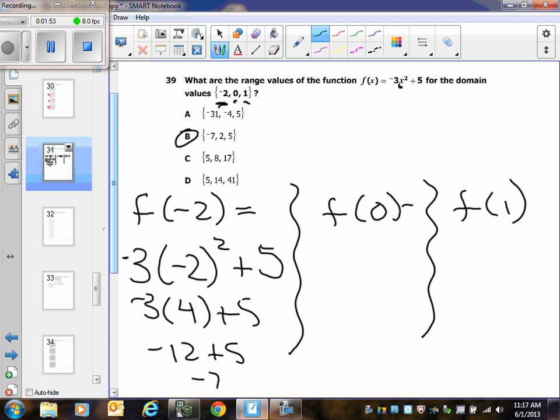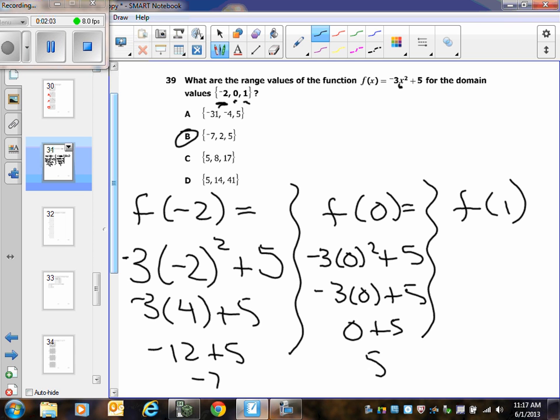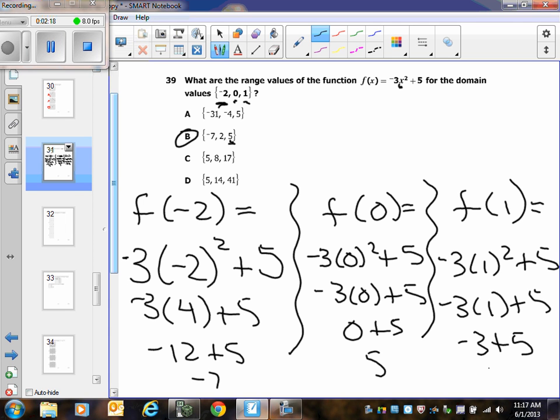So for f of 0, we're going to have negative 3 times 0 squared plus 5. So that's negative 3 times 0 plus 5, which is 0 plus 5, which is 5. And there goes that 5. And now we're going to do f of 1. So we have negative 3 times 1 squared plus 5. That's negative 3 times 1 plus 5. Negative 3 times 1 is negative 3. And negative 3 plus 5 is 2. Yep, our answer is choice B.